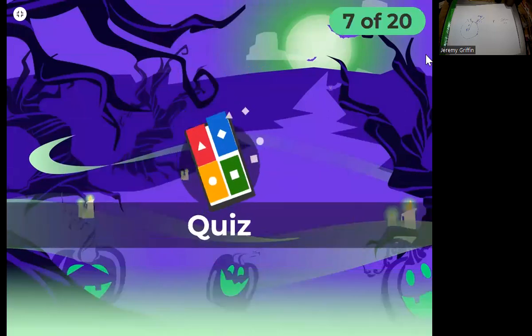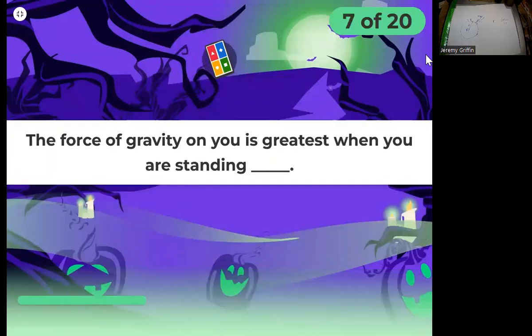Carry on fire, and then get some points. The force of gravity on you is greatest when you are standing where?